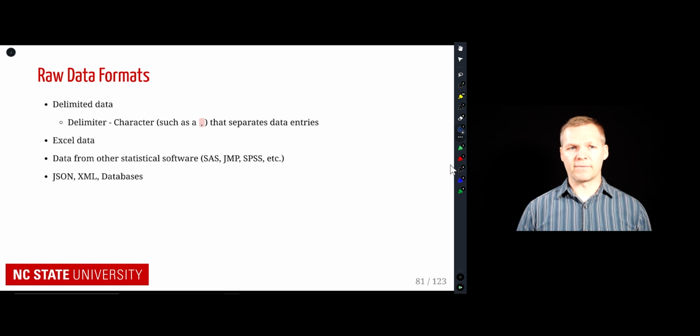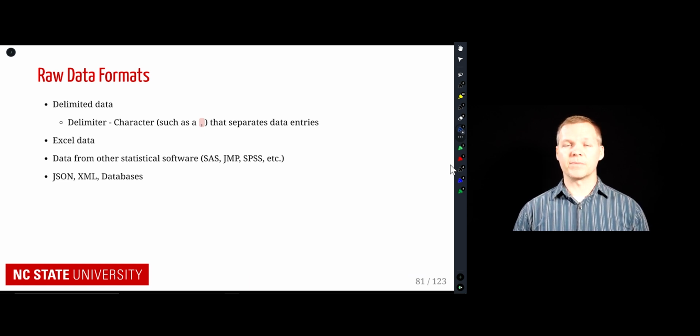So common raw data formats, well, we talked about a few of them there. We have this idea of what's called delimited data. This is a pretty common way to store very basic data sets. Delimited data means that there is a delimiter that separates the actual data values within the raw data file itself. For instance, a comma might be used to separate the actual data values within that raw data file.